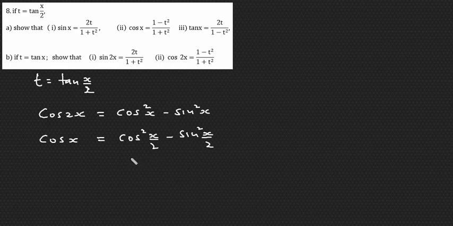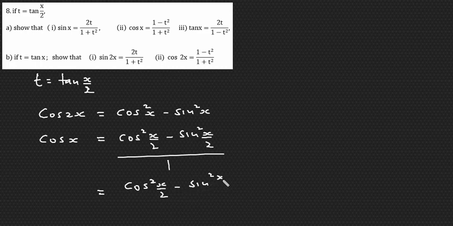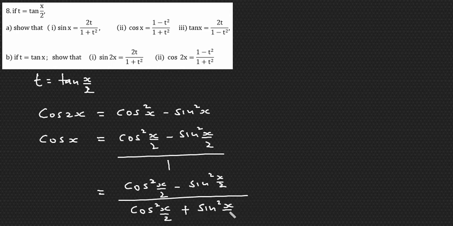So again I'm going to create a 1 down, and this is the same as cos squared x by 2 minus sine squared x by 2 over the 1, which is the same as cos squared x by 2 plus sine squared x by 2. So this is equal to our cos x.